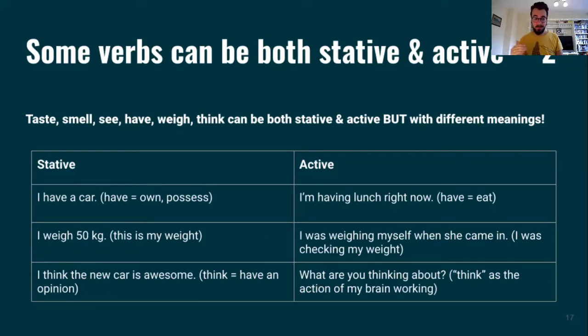And then the line below that, think. Think is interesting because it's a very common verb. And when it means to have an opinion, that's a stative verb. I think the new car is awesome. But when by think you mean the process of thinking, then it's an action. What are you thinking about? It's the action. My mind is working. So those were the examples of, let's call them the exceptions, or more like, those are not even exceptions. Those are verbs that mean two very different things. And in one of their meanings, they're stative. In the other one, they are active.